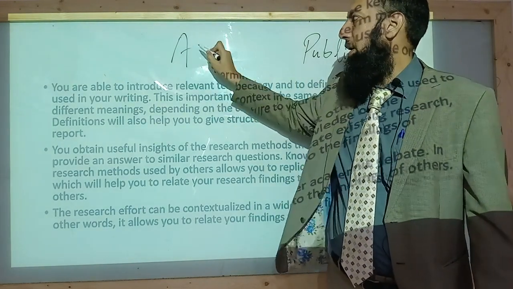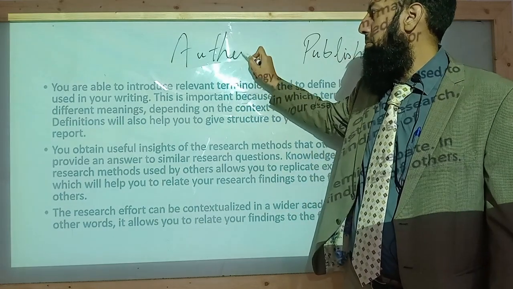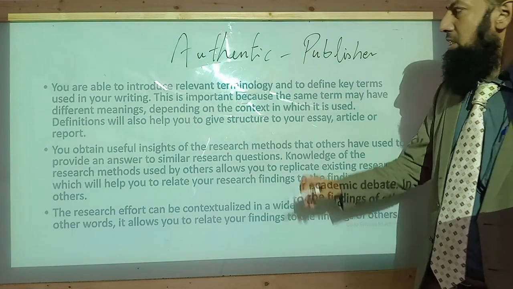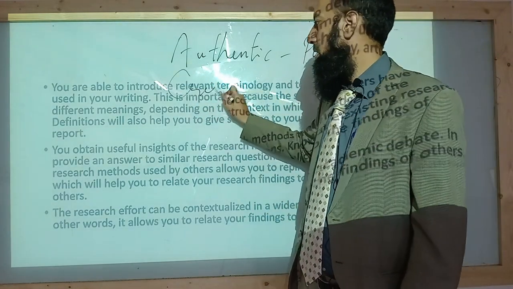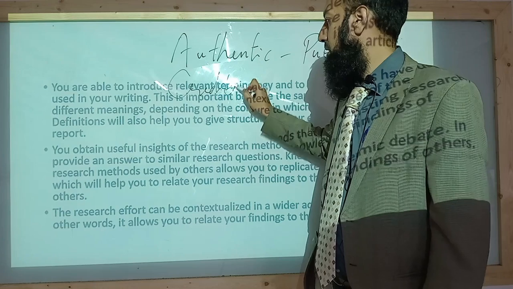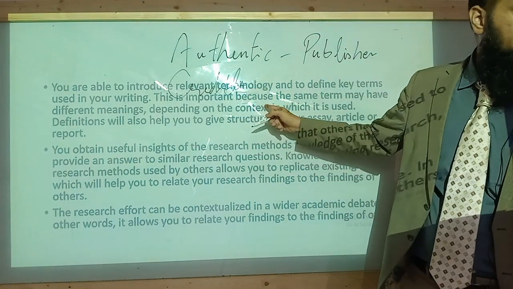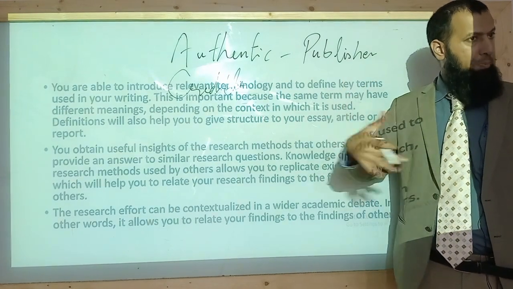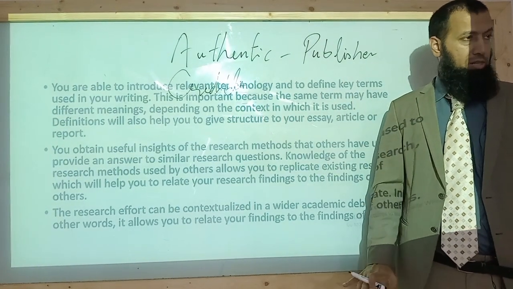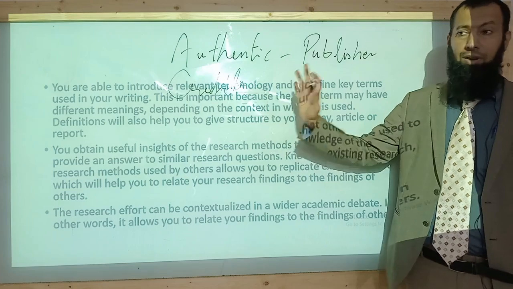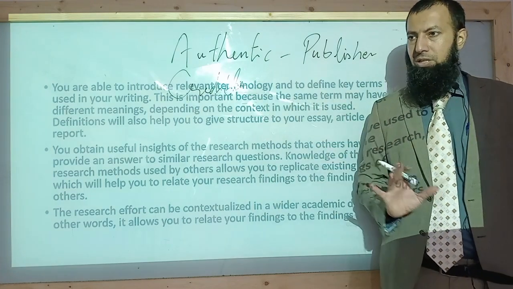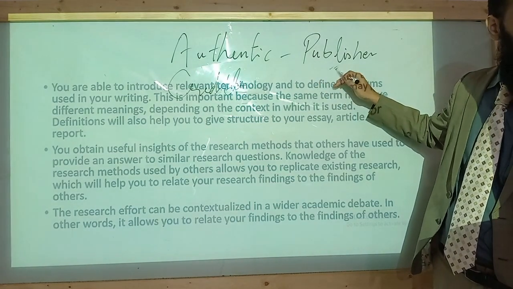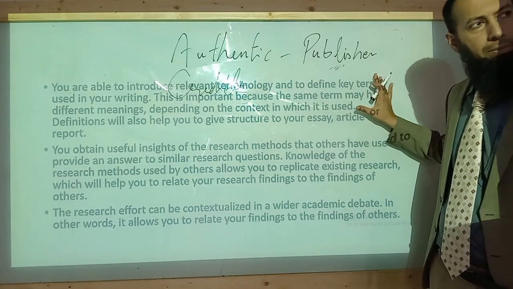Publisher must be authentic. What does that mean? It means credible. Credibility must be there, that their articles are peer reviewed, blind reviewed. Multiple experts have reviewed the article, then published. So the publisher is very important. So first you need to look at the publisher.